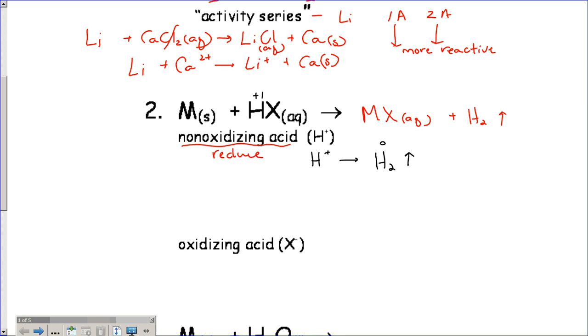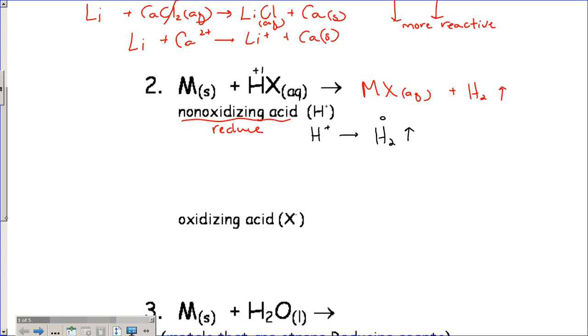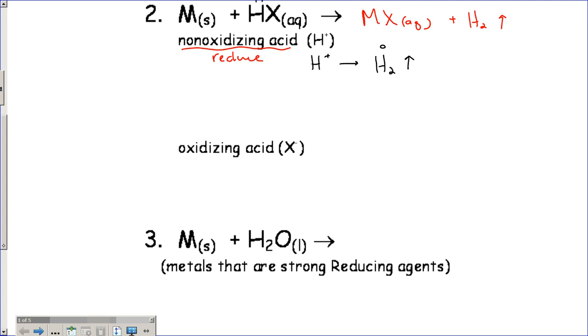So hydrogen in a non-oxidizing acid, the ion becomes hydrogen gas, which is what we've written there as our molecular equation. In a non-oxidizing acid, hydrogen cannot reduce. That's kind of a lie. With a strong enough reducing agent, it can. But typically, hydrogen will not reduce.